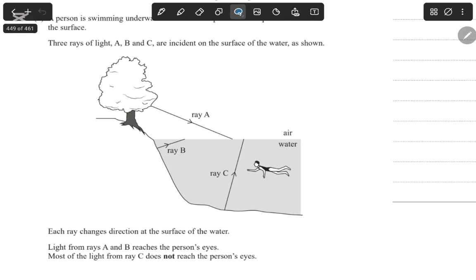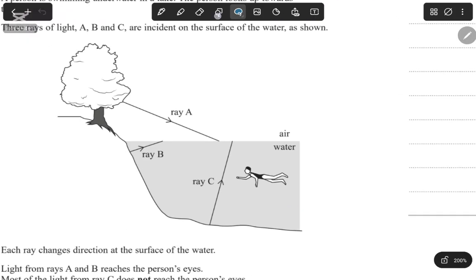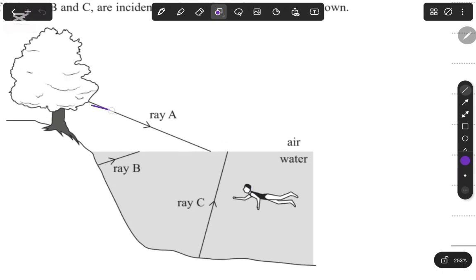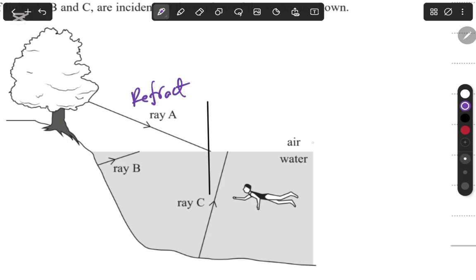So we know that A is going to reach the person's eye. Now what's going to happen to ray A right over here? Let me draw the normal first. So this is the normal line. What's going to happen is that ray A will refract, because it's going from air to water. We can see that air is optically less dense than water, or you can say the refractive index of air is less than the refractive index of water, or you can say that the speed of light in air is more than in water.